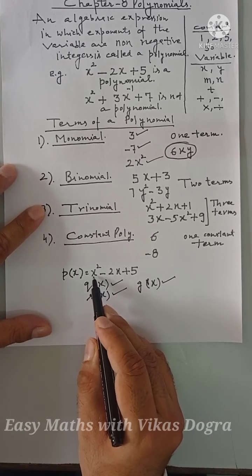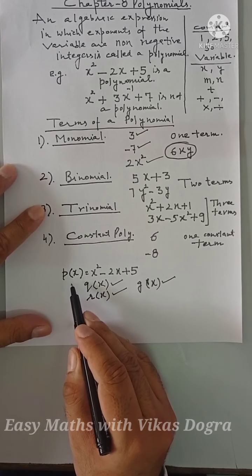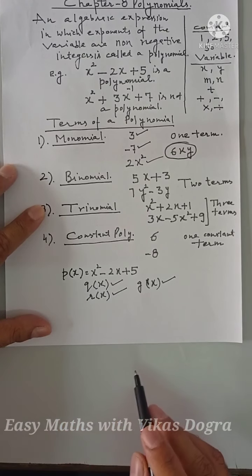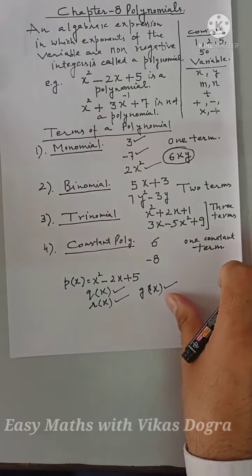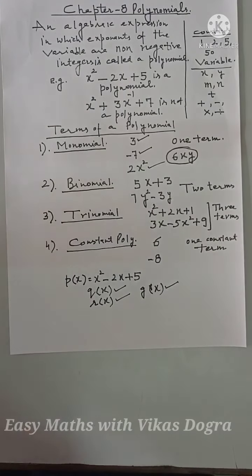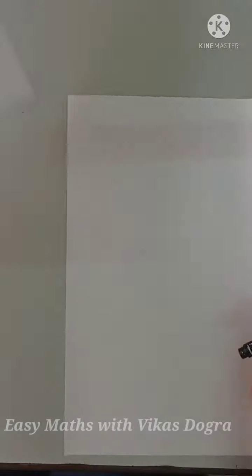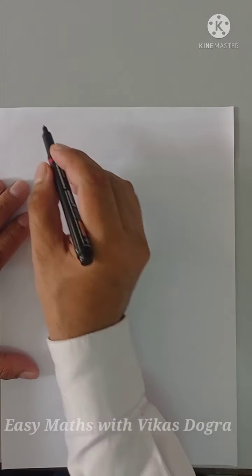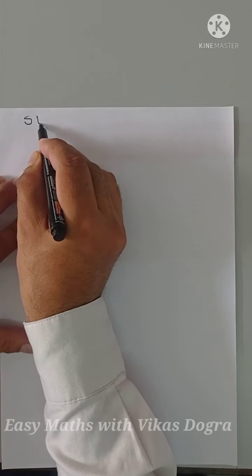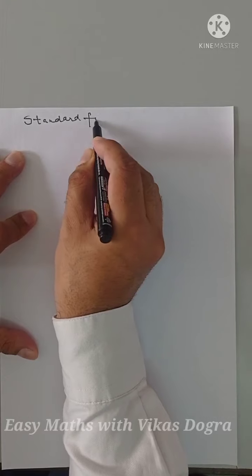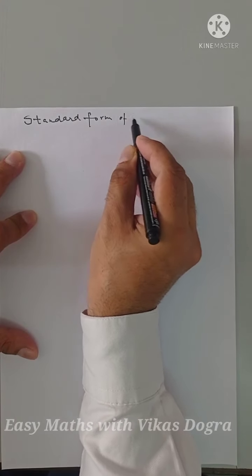If this polynomial is in terms of x, then p of x. If it is in terms of y, then p of y. If it is in terms of t, then g of t. Similarly, others. Now, after constant polynomial, I am discussing the standard form of polynomial, a very important thing to be used during long division.